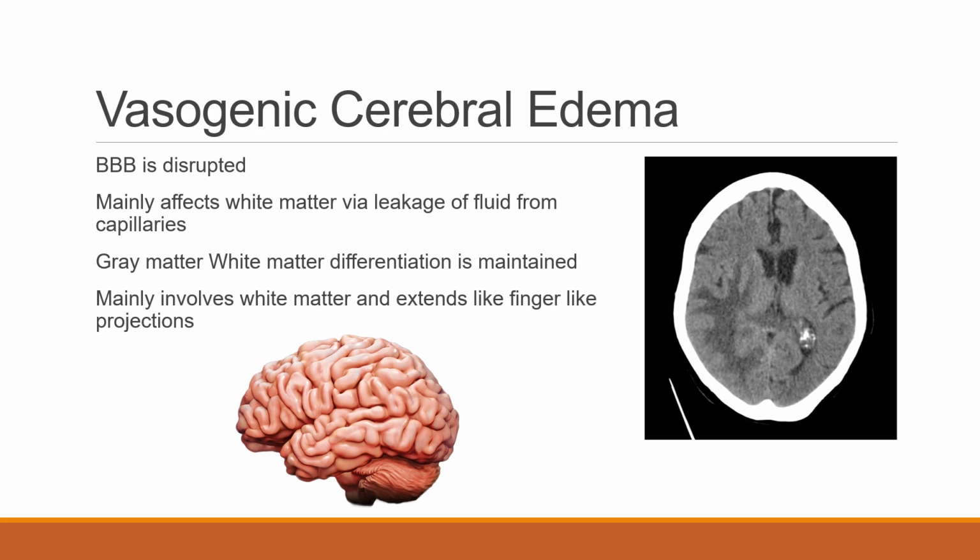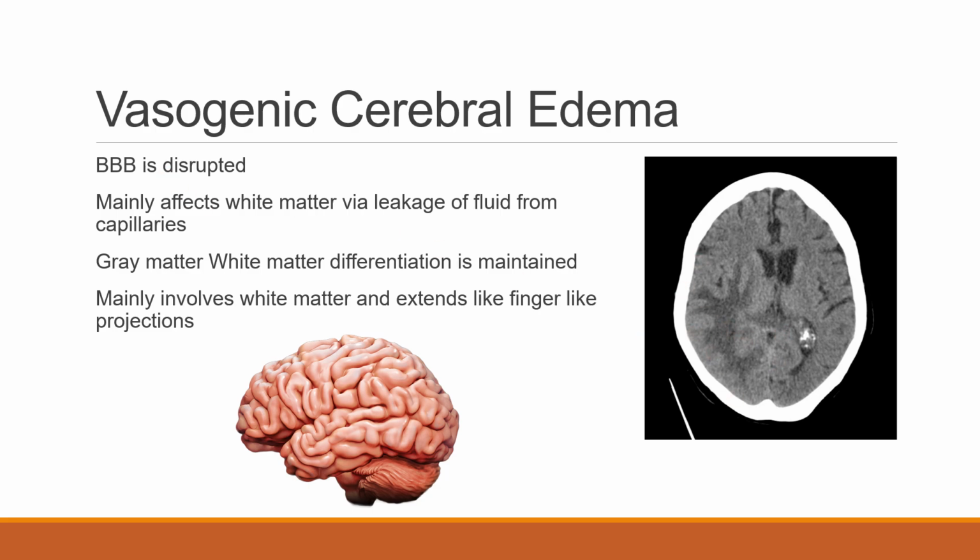What is the another type of cerebral edema? It is vasogenic cerebral edema, in which the blood brain barrier is disrupted and it mainly affects the white matter via leakage of fluid from the capillaries. In contrast to the cytotoxic cerebral edema, the gray matter white matter differentiation is maintained, and in fact it mainly involves the white matter and extends like finger-like projections. Can you see in this case? The white matter extends in a finger-like projection and the gray white matter differentiation is maintained.